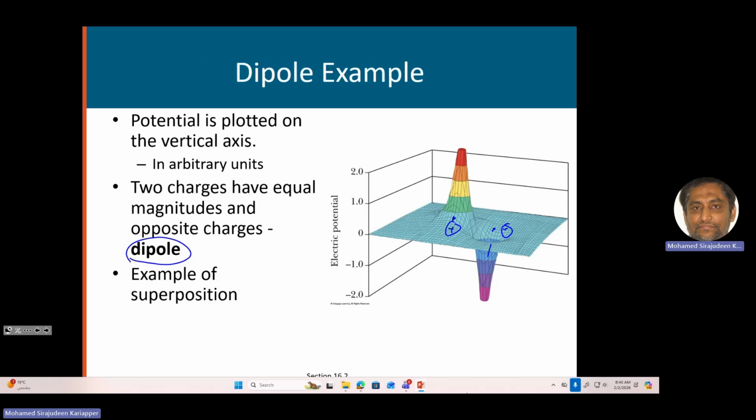So in between, at the middle between the two, the potential will be 0, because one is the same magnitude, same distance away. So this will contribute some positive value. This will contribute a negative value of the same magnitude. They will cancel each other. The potential in the middle will be 0. If you put a three-dimensional plot, this is how it will look. So it's an example of superposition. You simply add with the sign.